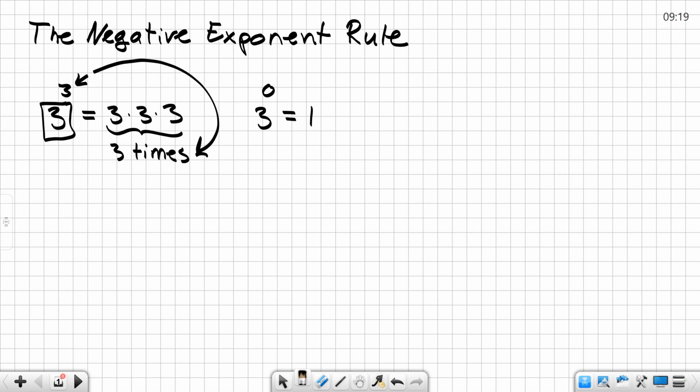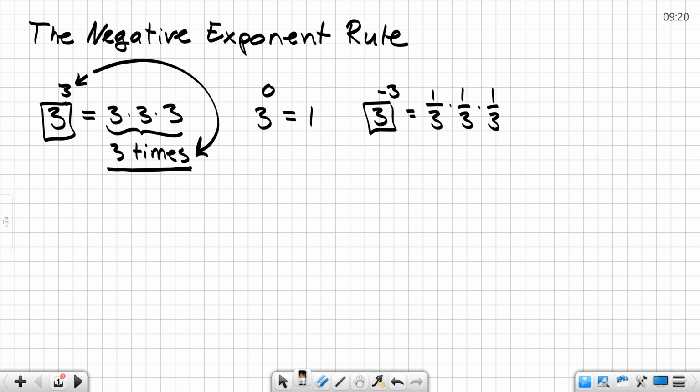Now, the next question that occurs is, well, what does it mean if I have a negative 3 showing up inside my exponent? I cannot say that this is 3 times or a negative 3 times 3. So what this will mean is the following. This means take the reciprocal of 3 and multiply that one 3 times by itself. So it has something to do still with multiplication by 3 times by itself, but not the original one, but the reciprocal.